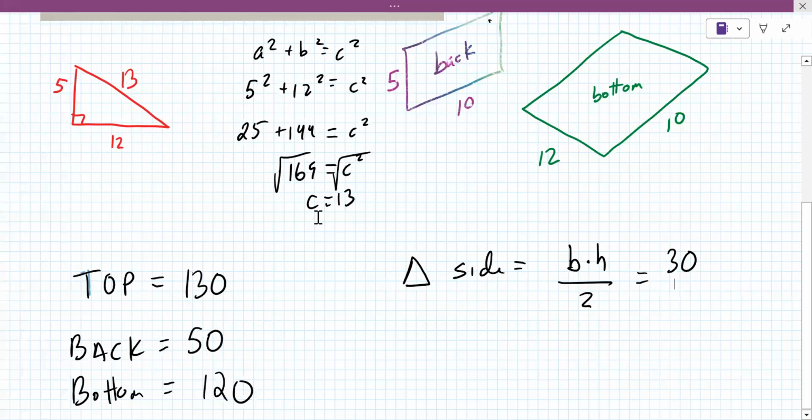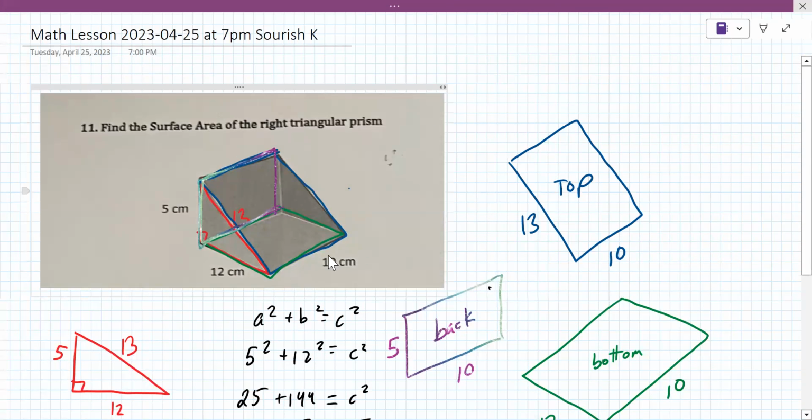Now let's go back and look at the drawing here. How many tops do you have? How many of these rectangles do you have? Do you see that? How many tops do you have? 1, 2, and 3.